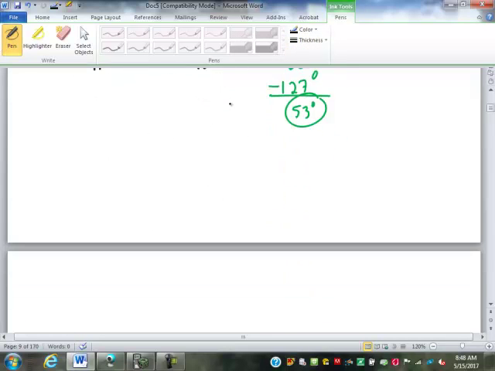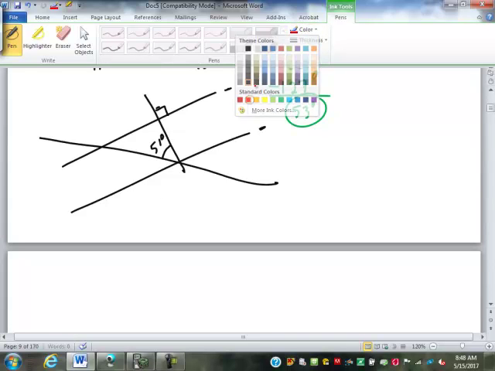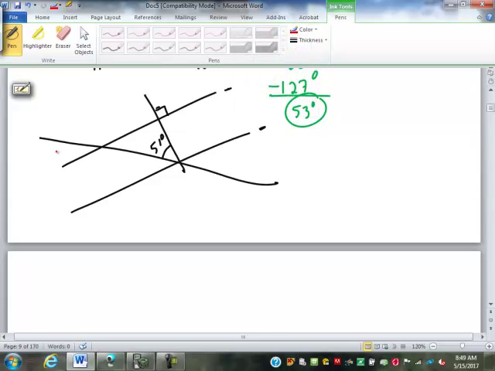Okay. So let's say I have a right angle like that. And I have two parallel lines. These two lines are parallel. If I tell you that this angle right here is 51 degrees, can you tell me this angle and this angle?